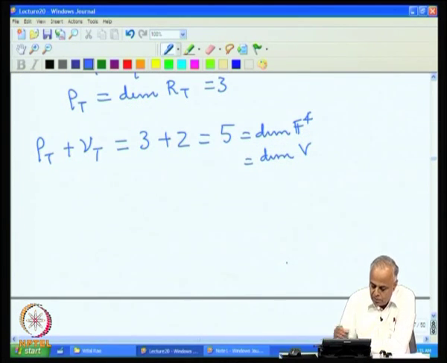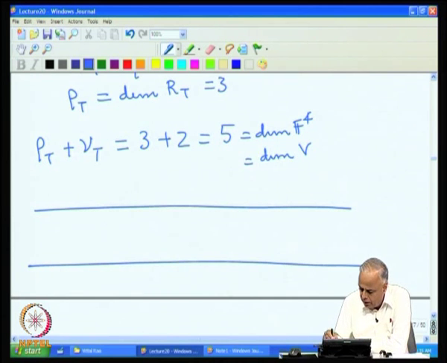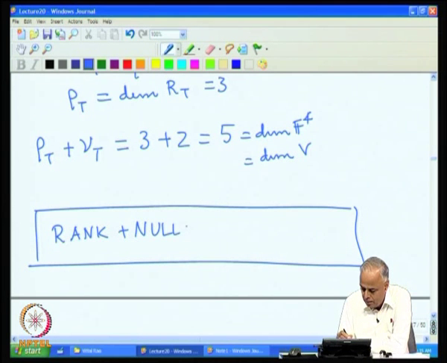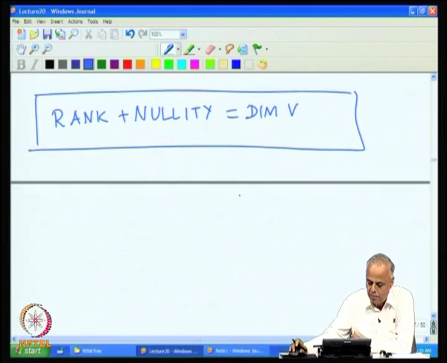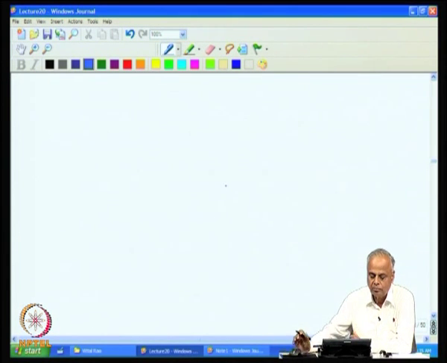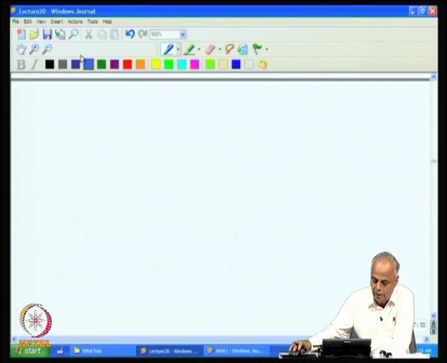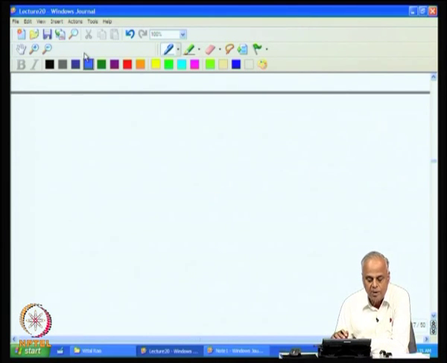So, we will conclude this by restating: rank plus nullity equal to dimension of V, okay, the dimension of the domain space. For any linear transformation, rank plus nullity equals dimension of V. We shall now use these facts and look at the linear transformation in various angles.